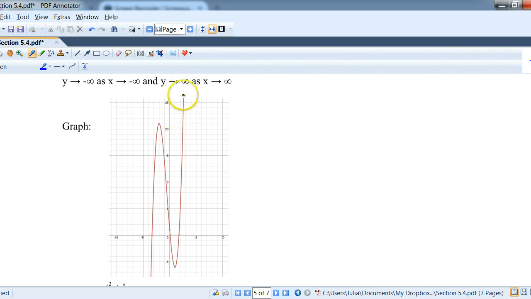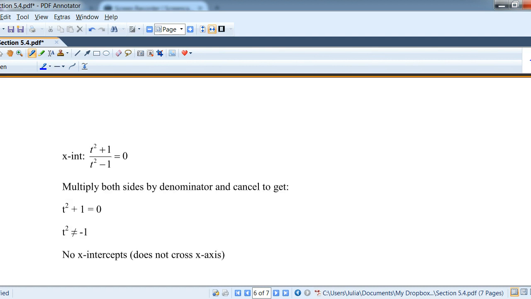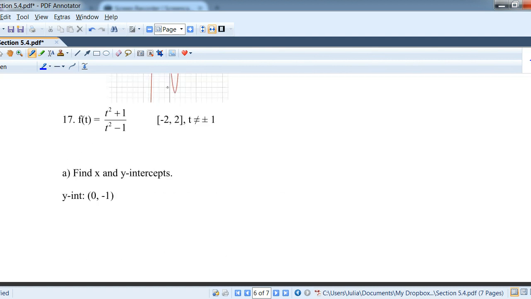And as you notice, it does go on to negative infinity on this end and positive infinity on this end, and so on. So this is what the graph looks like. That's it for that one. And sorry, I sped up a little bit.